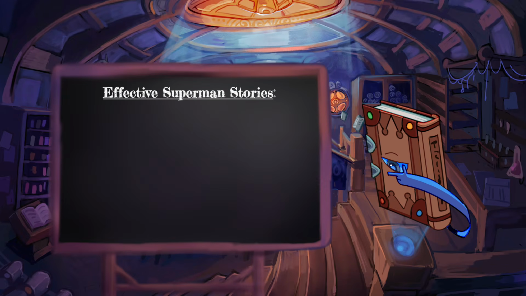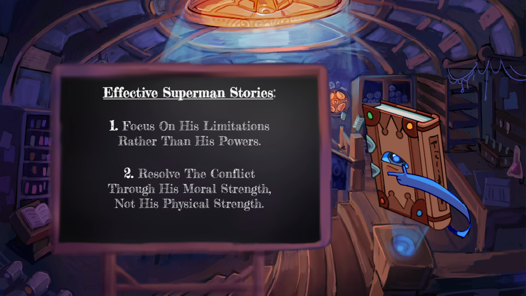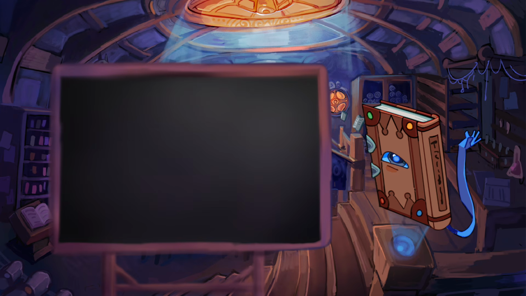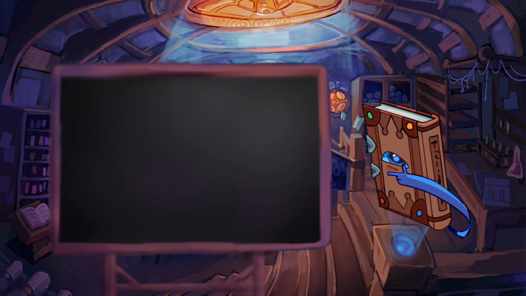The best Superman stories, the ones that use Superman effectively, are the ones that focus on his limitations rather than his powers, and the ones that resolve the conflict through his moral strength, not his physical strength. The reason those are the best Superman stories is because they make use of the most important thing for a good story, especially when dealing with creatures known to have weird powers beyond comprehension. And that thing that makes these the best stories is tension.